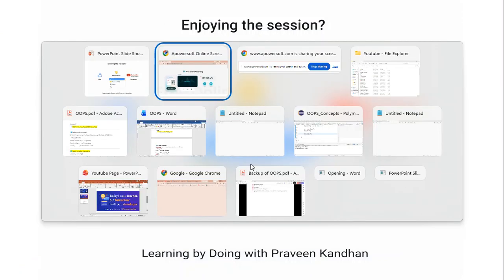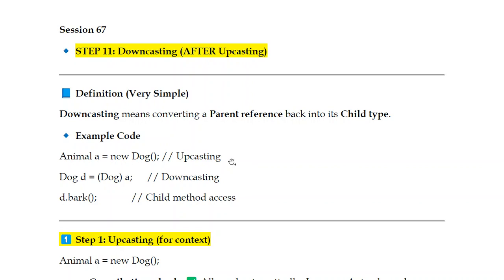Let's get started, guys. In our previous session, we discussed upcasting in detail. Now, let's jump to the downcasting concept. Downcasting means converting a parent reference back into its child type. So far, the parent reference refers to the child object, which is stored in the parent class reference. This is what we discussed. Now, one step further: we are converting the parent reference back into its child type.